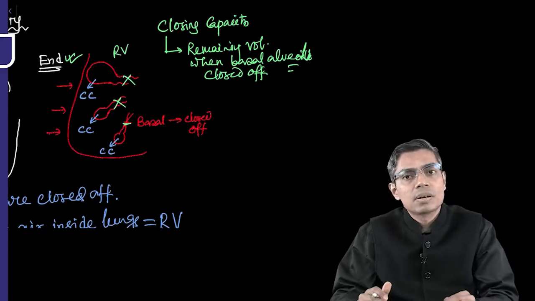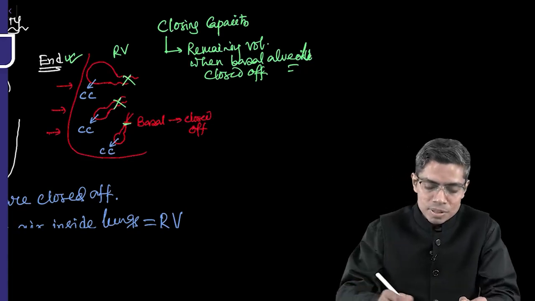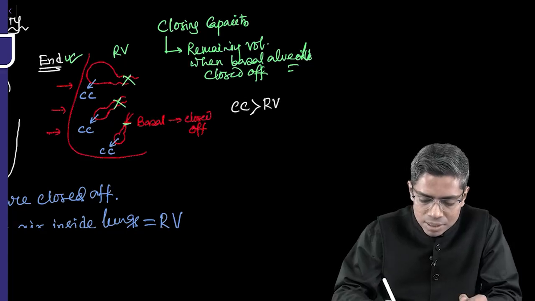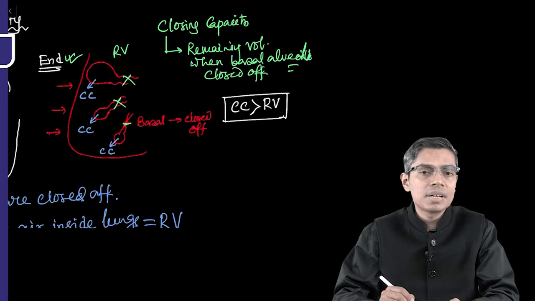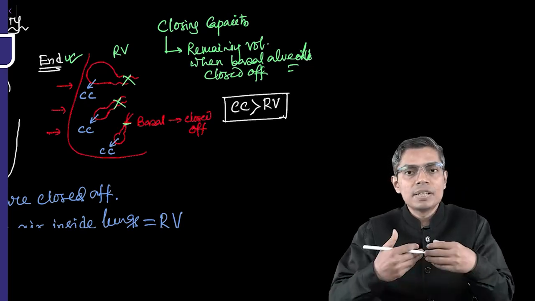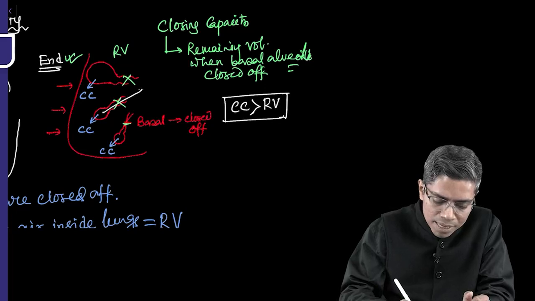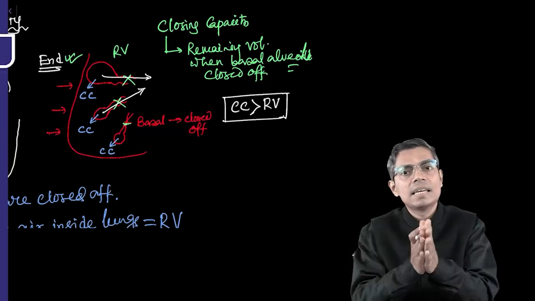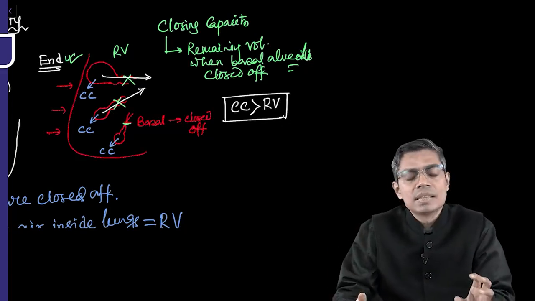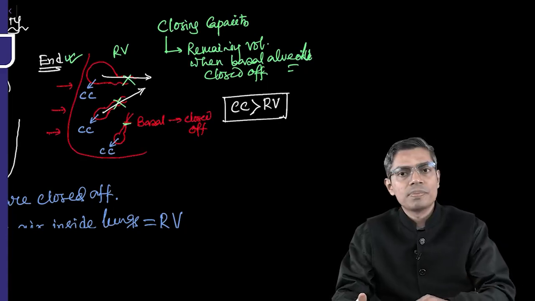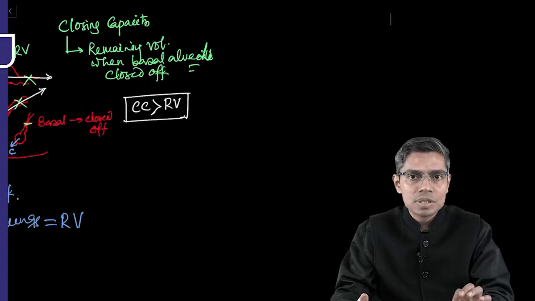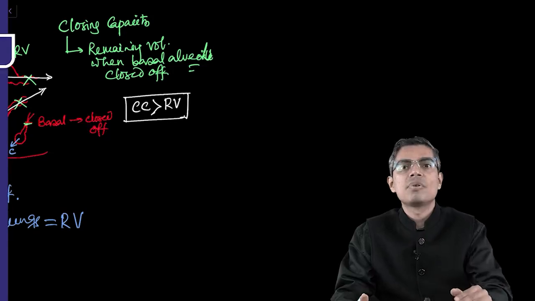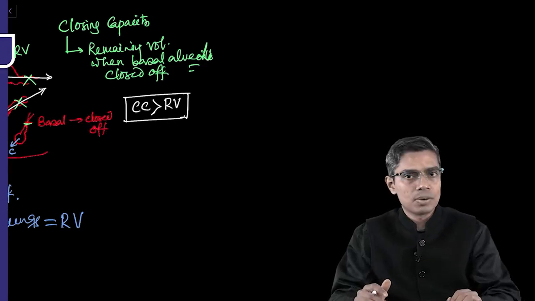So what do you think? Is the closing capacity more or is the residual volume more? Obviously the closing capacity is more than the residual volume, because after the closing capacity, if you continue forceful expiration, some more air will go out of this lung from the middle part and apical alveoli, and then all the alveoli will be closed off, and that is known as the residual volume. So now we know that closing capacity means when only the basal alveoli are closed off, and residual volume means when all alveoli are closed off.